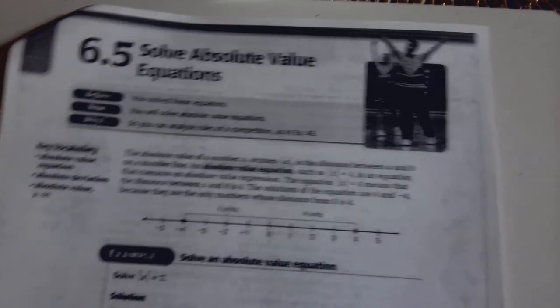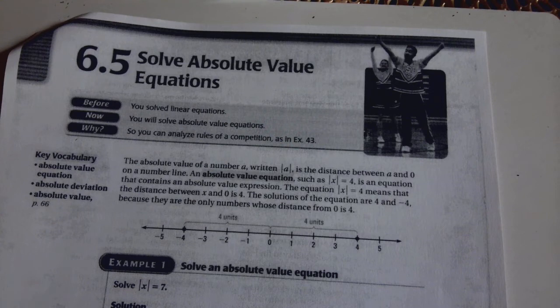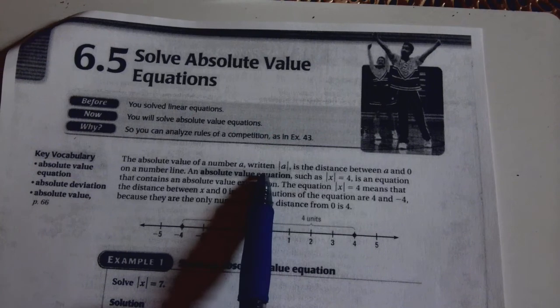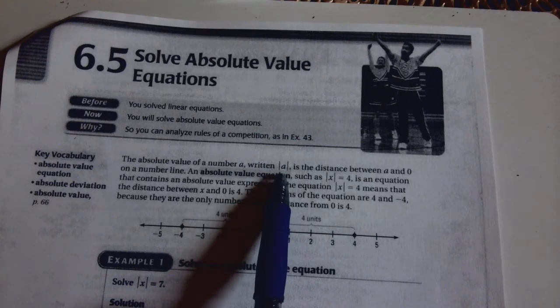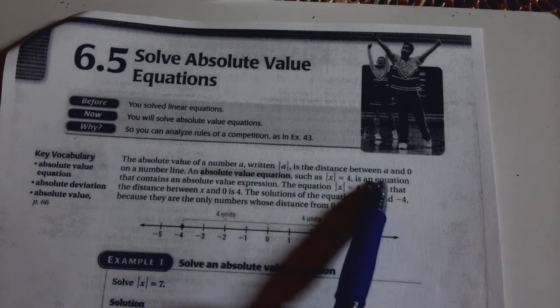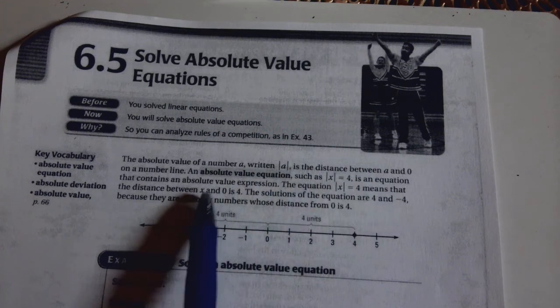We are at 6.5, solving absolute value equations. So I'm going to go ahead and read this because it explains it pretty well. The absolute value of a number A, written with the absolute value sign, is the distance between A and 0 on a number line.